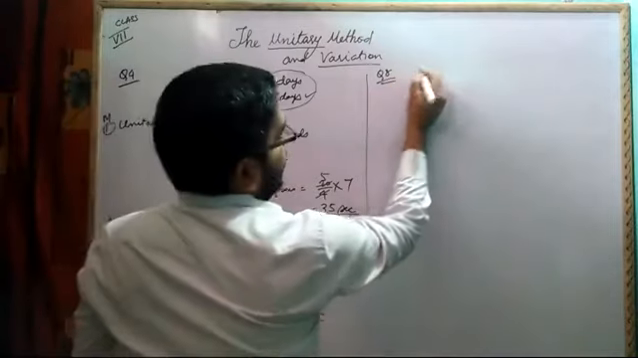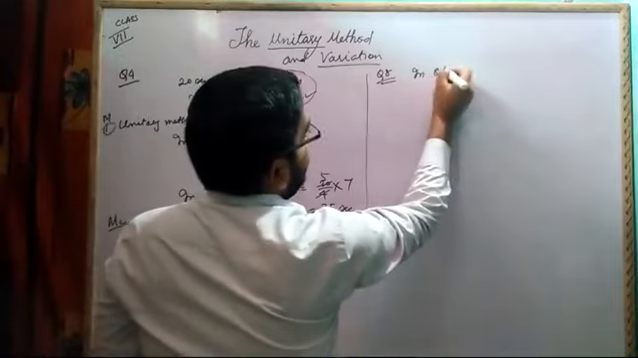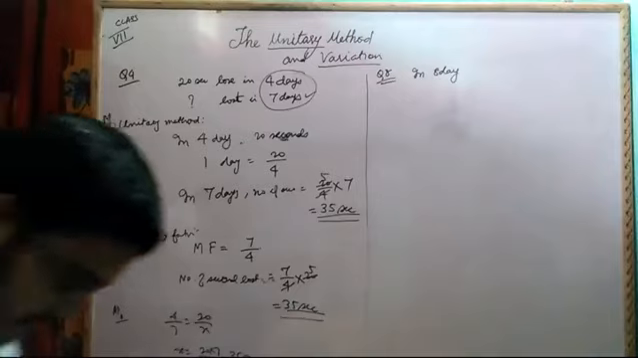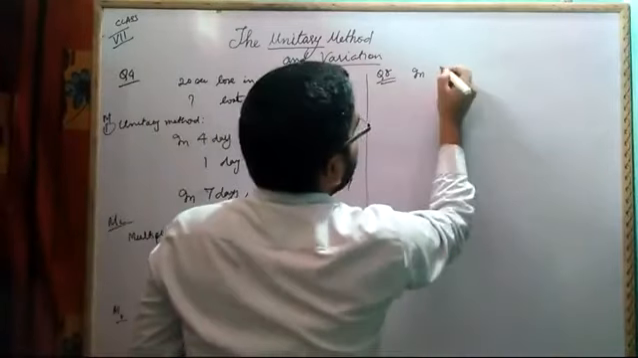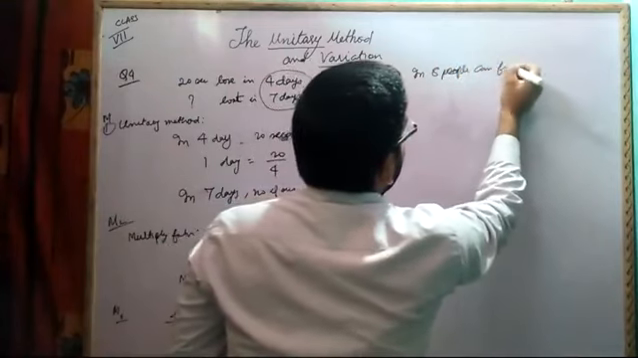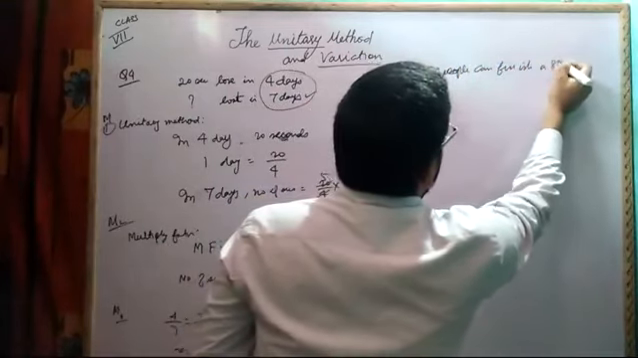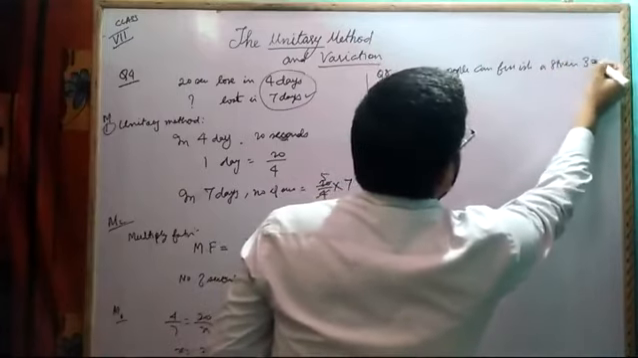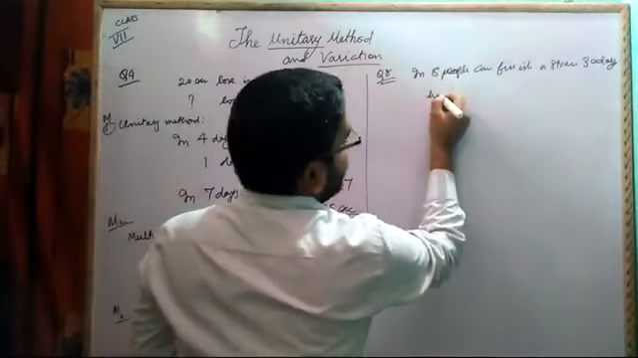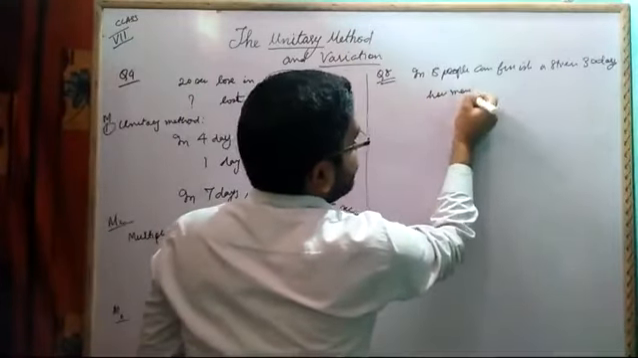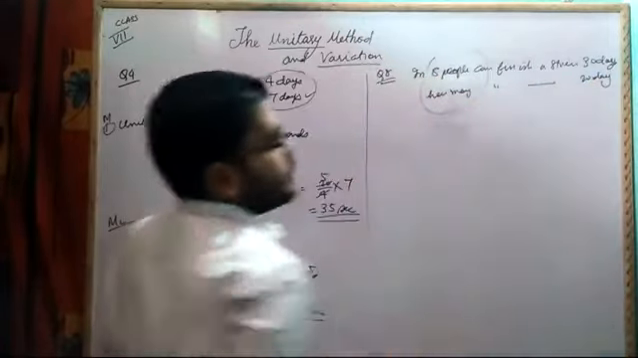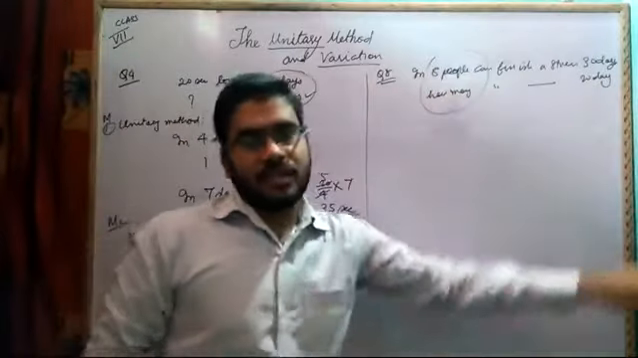8 people can finish a stock in 30 days. Then find how many people will finish the stock in 20 days. So we have to find the number of people. See, 8 people, 30 days.